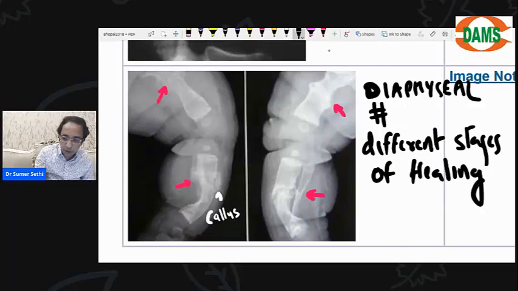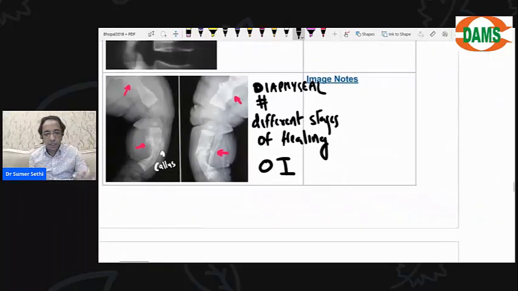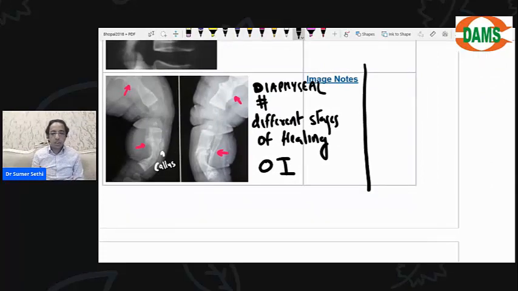What do you think we are dealing with? We are dealing with osteogenesis imperfecta. Multiple diaphyseal fractures in different stages of healing is seen in osteogenesis imperfecta. May I ask you a question? Why is this not battered baby syndrome?